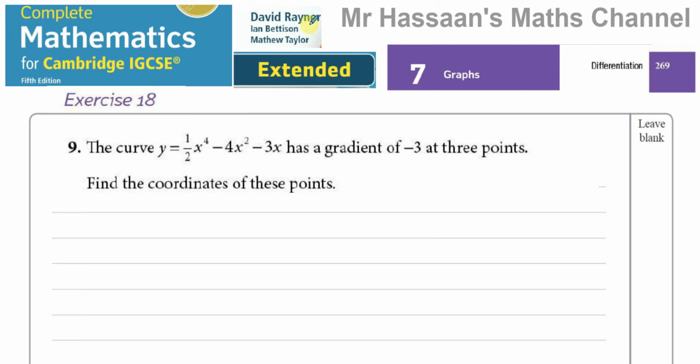from Oxford by David Rayner. This is the extended book. This is chapter 7, differentiation. Chapter 7 is about graphs, but this is the part about differentiation on page 269, exercise 18, question number 9.